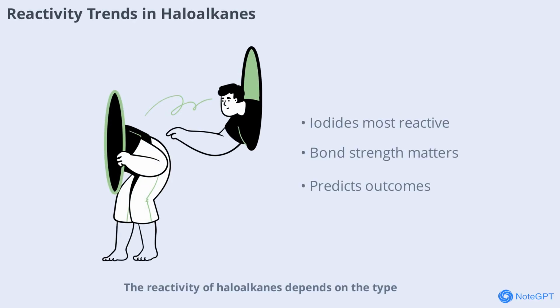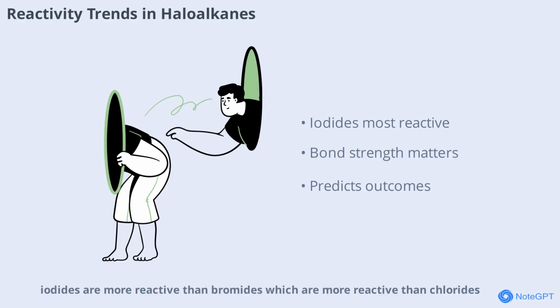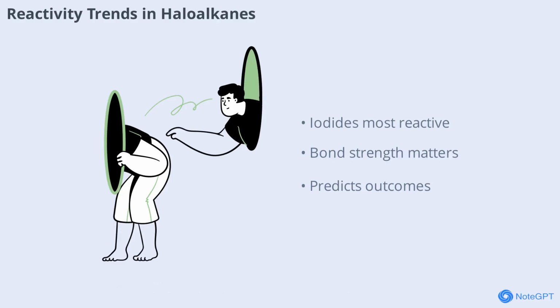Reactivity of haloalkanes depends on the type of halogen and the structure of the molecule. Generally, iodides are more reactive than bromides, which are more reactive than chlorides. The nature of the carbon-halogen bond and the surrounding groups also influence reactivity. Understanding these trends helps predict reaction outcomes and design efficient syntheses.